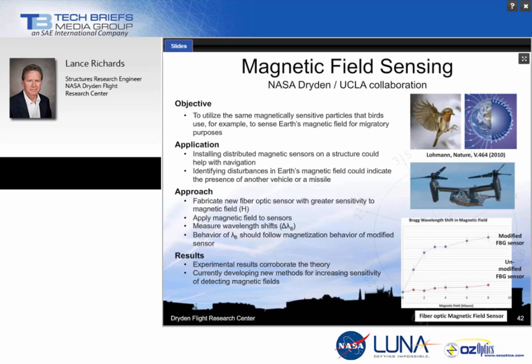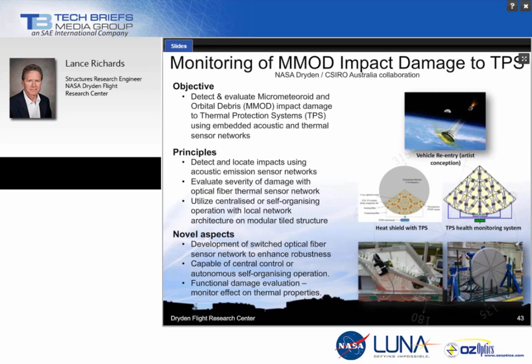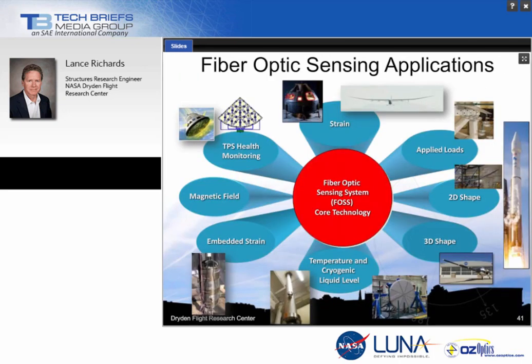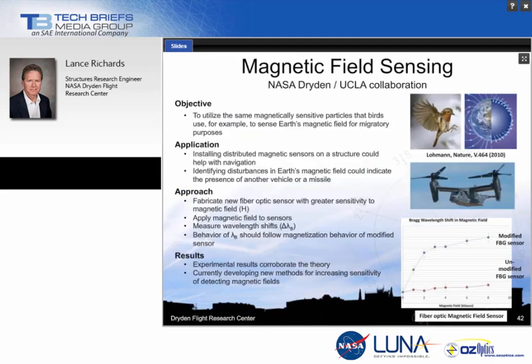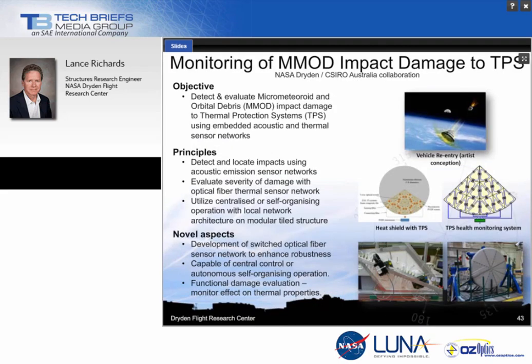And then as I move around this one step further, on this fiber optic flower, we're moving from magnetic field now to the last area, which is thermal protection health monitoring. And we're partnering in this case with CSIRO in Australia to monitor MMOD impact damage. MMOD is the micrometeoroid orbital debris. You might think of it as space junk. We all are pretty familiar with that. That's a big challenge for NASA. How do we, in this case, detect and evaluate that MMOD?